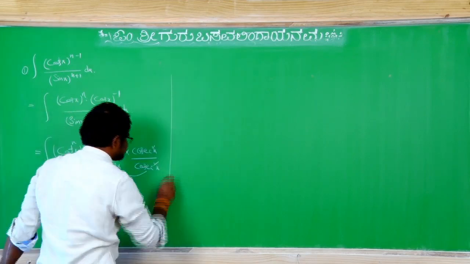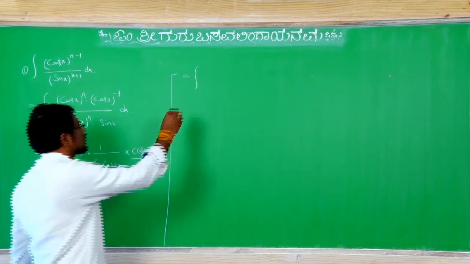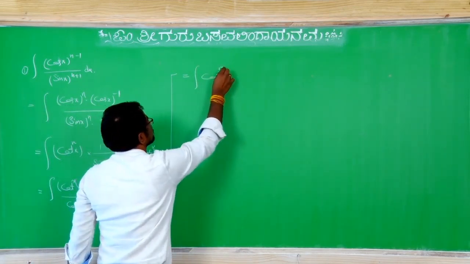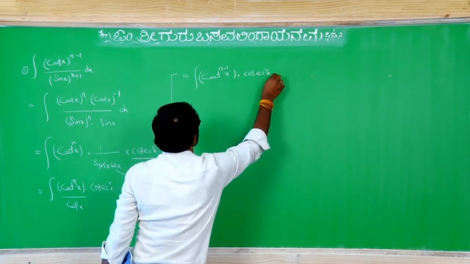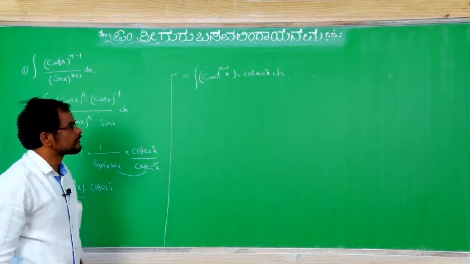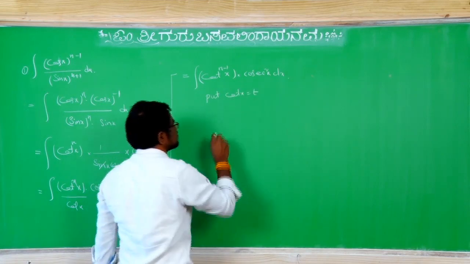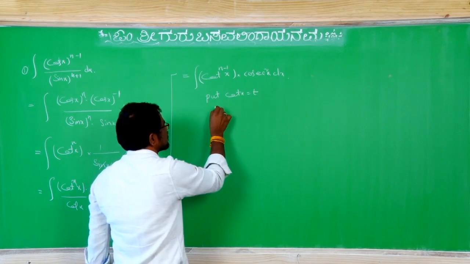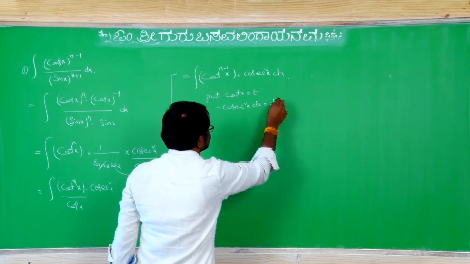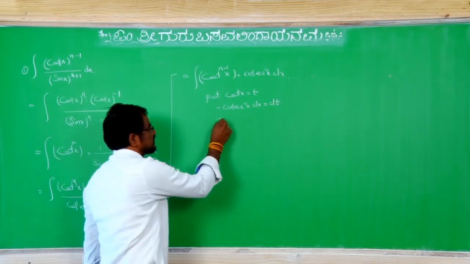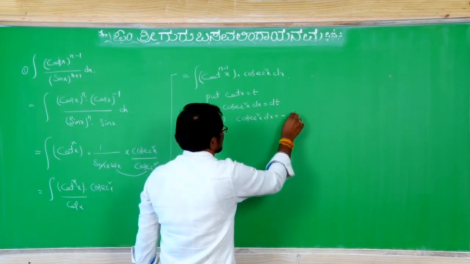That is equal to integration of (cot x)^(n-1) into cosec square x dx. Now put cot x equal to t. Differentiating with respect to x, minus cosec square x dx equal to dt. That implies cosec square x dx equal to minus dt.